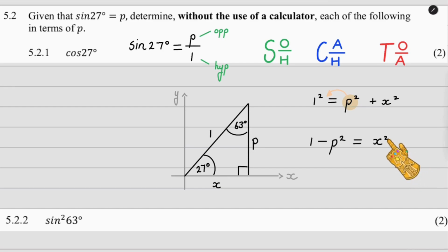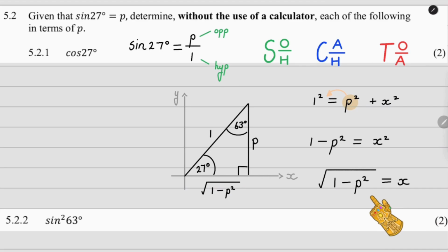Then I need to get rid of the square on x, so I square root both sides like so. Square root the side and you just get x. If you square root the other side, the square root just stays over this binomial. So now I've got to replace that x with this big square root. And now I'm finally ready to answer the question. So cos of 27. Cos is equal to the adjacent over the hypotenuse. Adjacent just means next to. So adjacent to the 27, or next to the 27, is the square root of 1 minus p squared. So we put that on top.